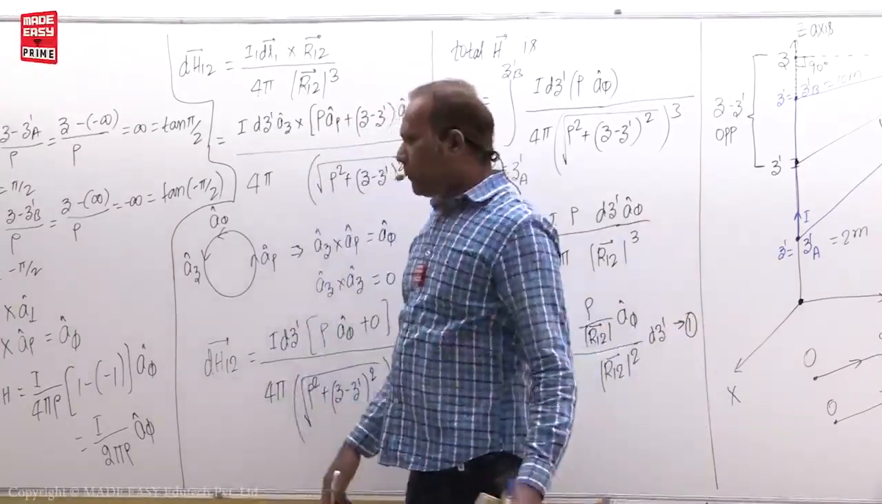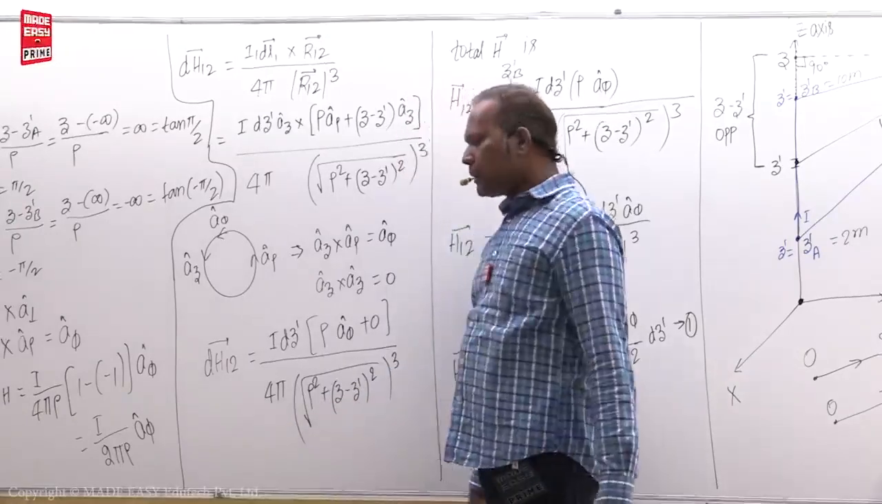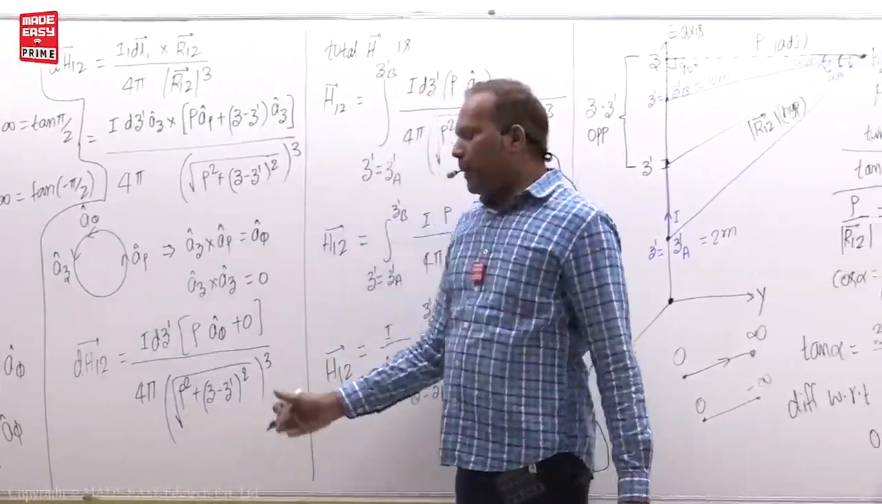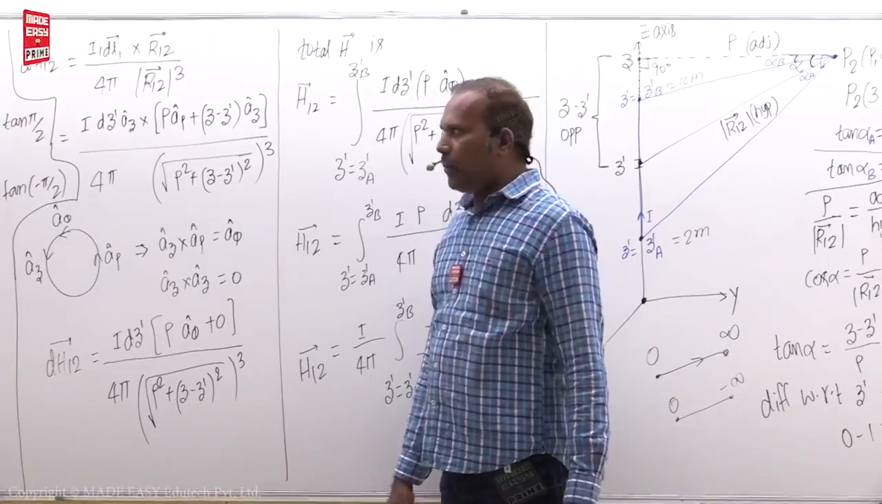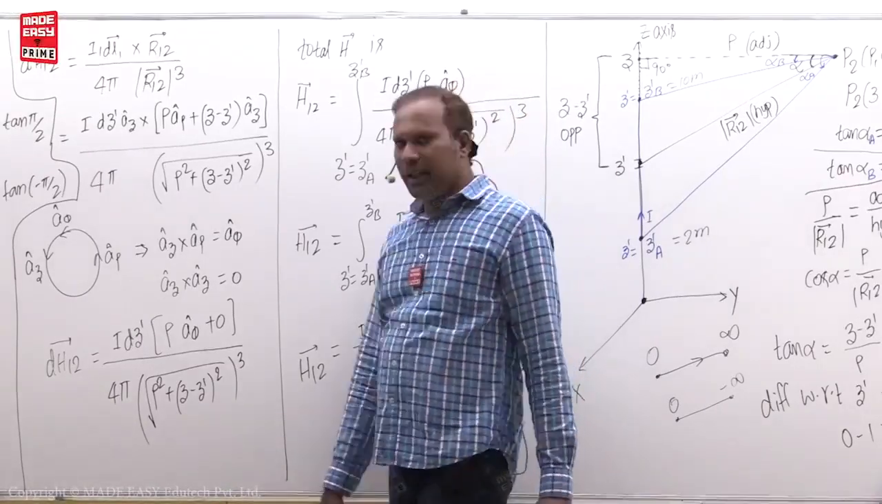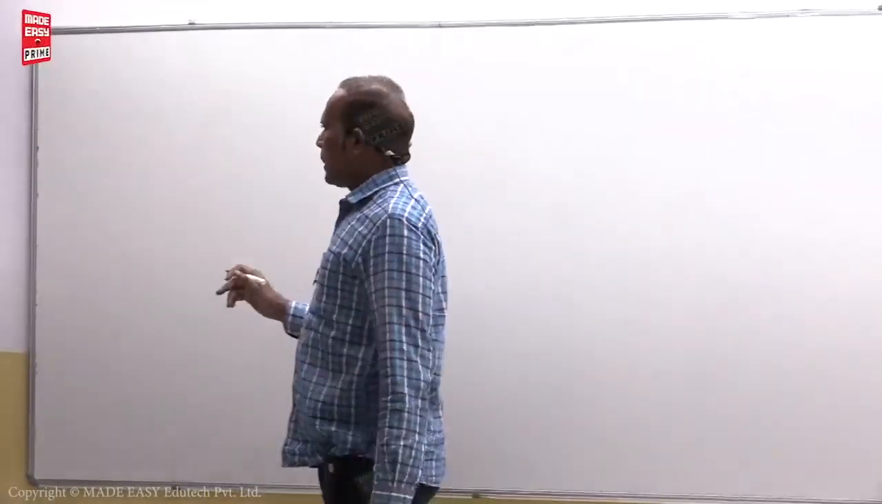Once again, I will write all of them in the note, students. Here rho is the perpendicular distance from the current line to the field point. I will be writing all of them in the note. So dear students, let us write one note here.